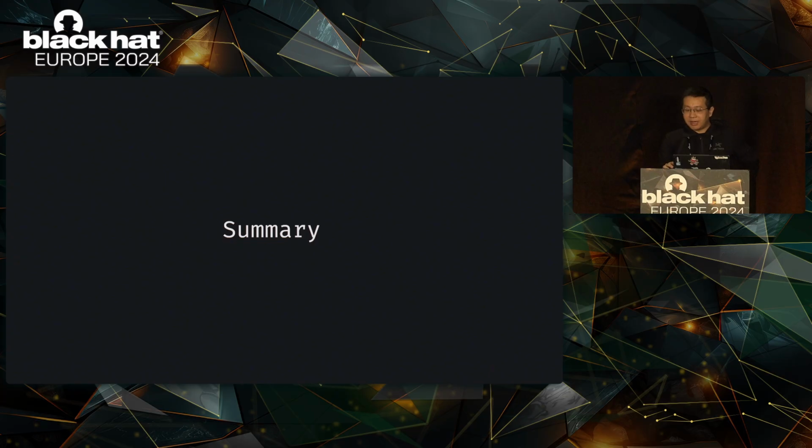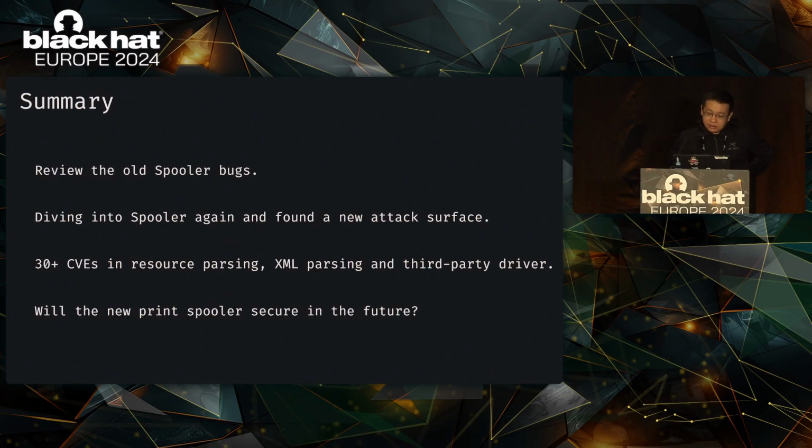Okay, the last part, the summary. So in this talk, we reviewed some of the old bugs for Print Spooler, and we dived into Print Spooler again and found a new attack surface in it. By diving into this new attack surface, we found more than 13 CVEs in Print Spooler, which are RCE and LPE vulnerabilities in Windows. And those bugs happen in resource parsing and XML parsing of the Windows printer driver. And we also found some bugs in third-party printer drivers.